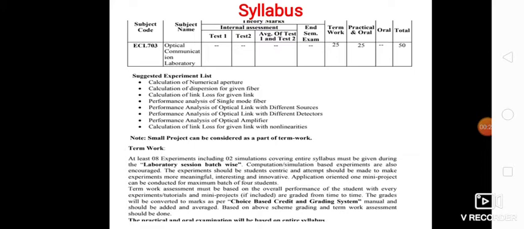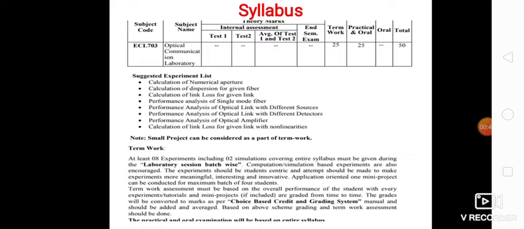Calculation of numerical aperture, calculation of dispersion, calculation of link loss for given link, performance analysis of single mode fiber, performance analysis of optical link with different sources, and so on. And the last experiment is calculation of link loss. Very important note here, a small project can be considered as a part of a term work.